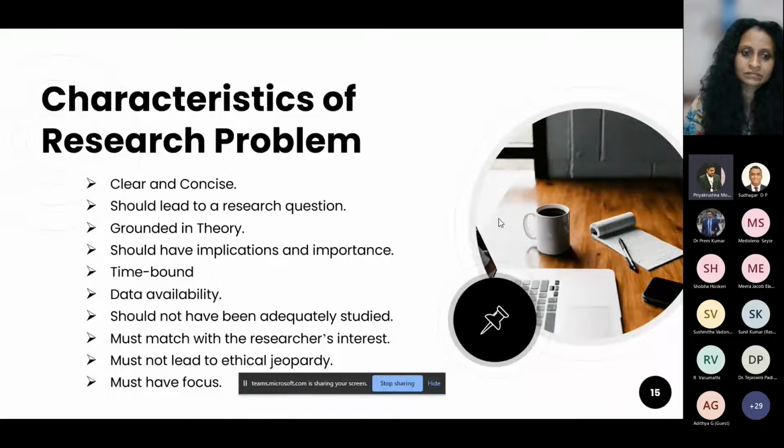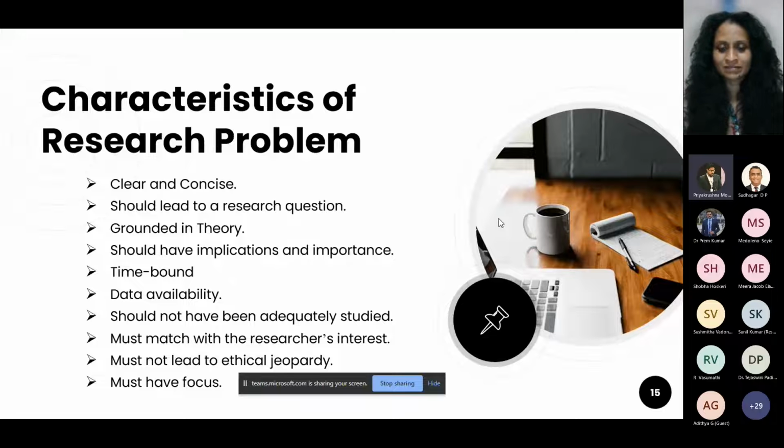But what you can do is see the implication of augmented theory in tourism marketing, with particular reference to so-and-so company, so that you can check data availability. Even though it is time-bound and grounded in theory, you see there is no data. Suppose, and this is a very big problem for us Indians, because our data sources are not as well equipped as those of Europeans or Americans.